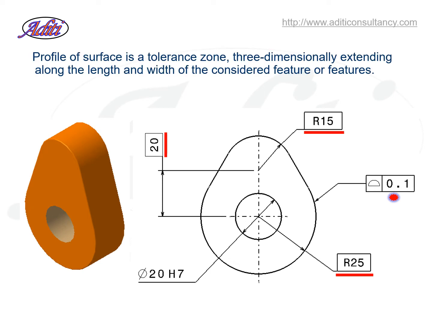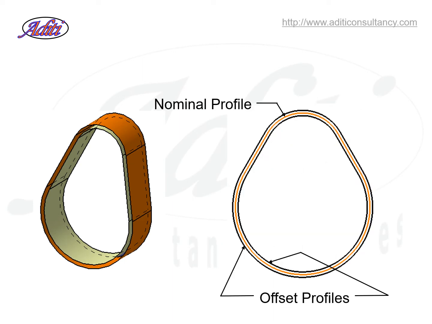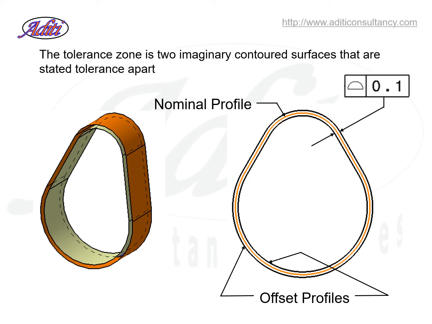Let us try to understand the meaning of this tolerance. Profile of a surface is a three-dimensional tolerance zone. It is created using two offset profiles with respect to the nominal profile. The distance between these two profiles is equal to the stated tolerance value in the feature control frame. The two limiting boundaries are equidistant from the nominal profile.